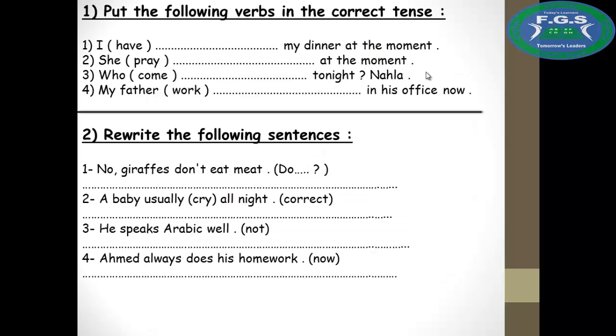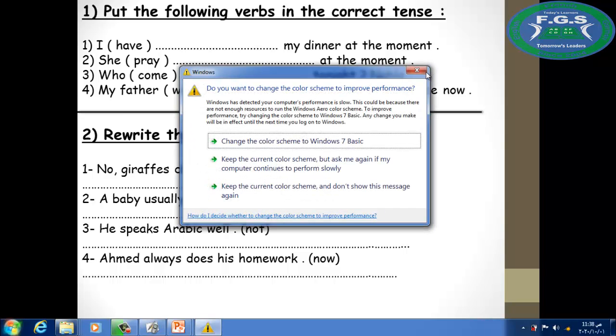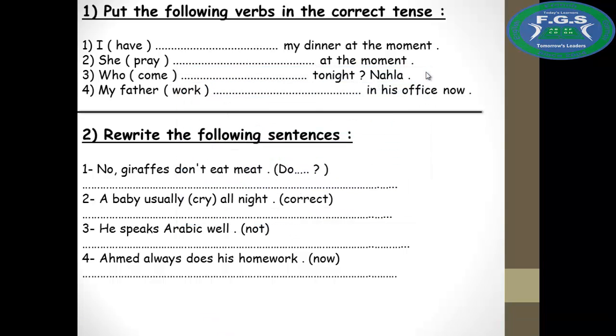That's okay? Okay, so let's do our exercise. Number 1, put the following verbs in the correct tense. Number 1, I blank my dinner at the moment. So the answer is great. I am having my dinner at the moment.